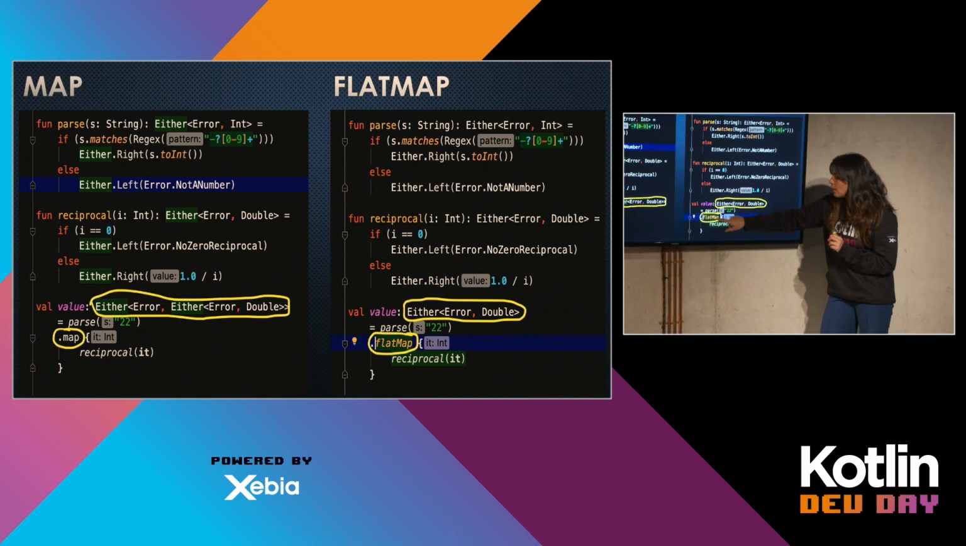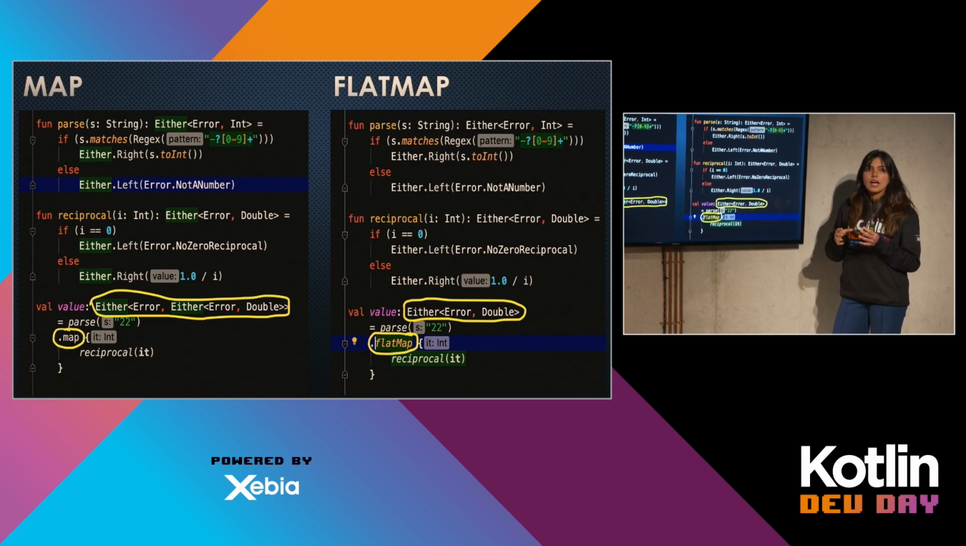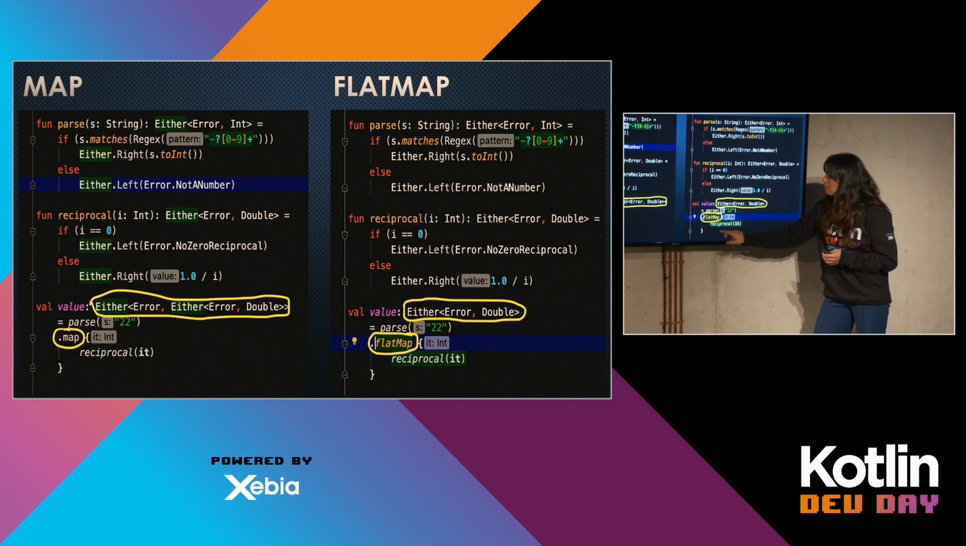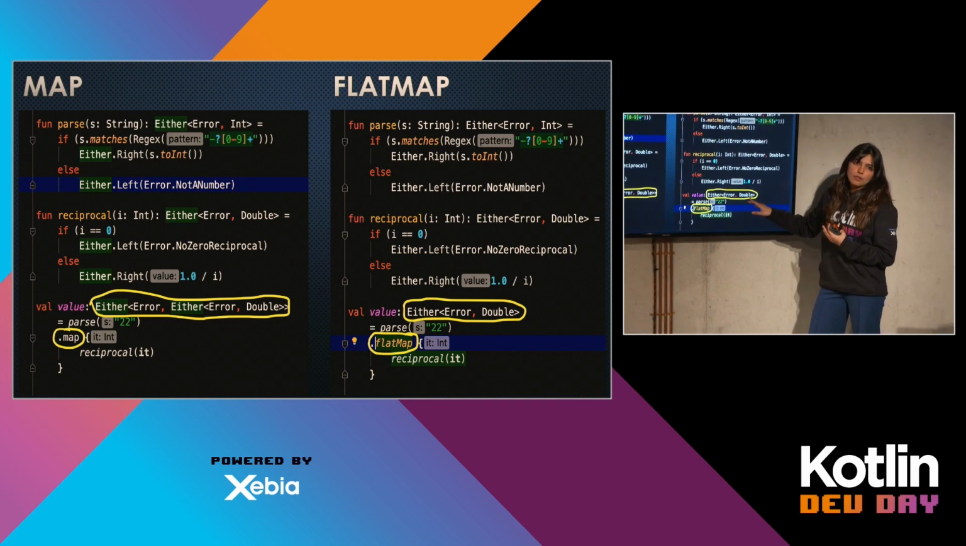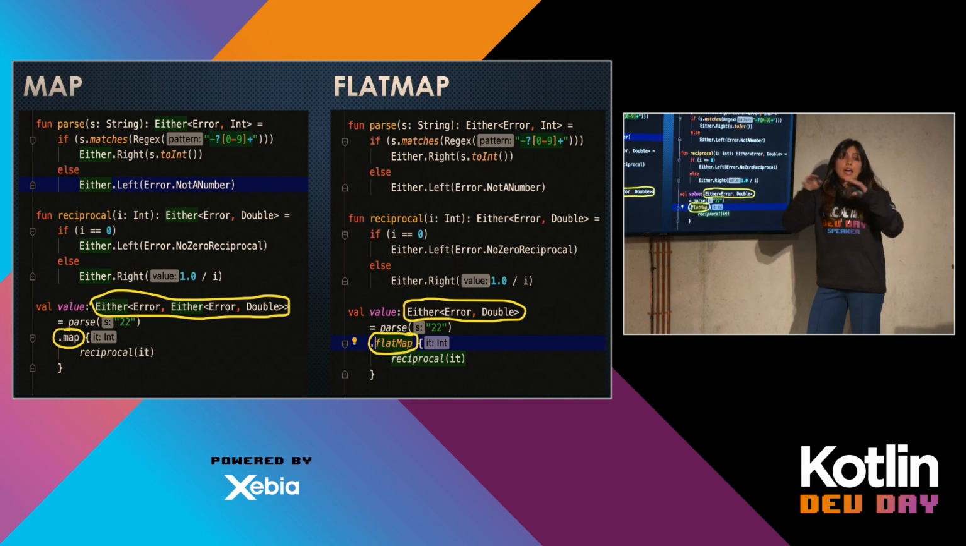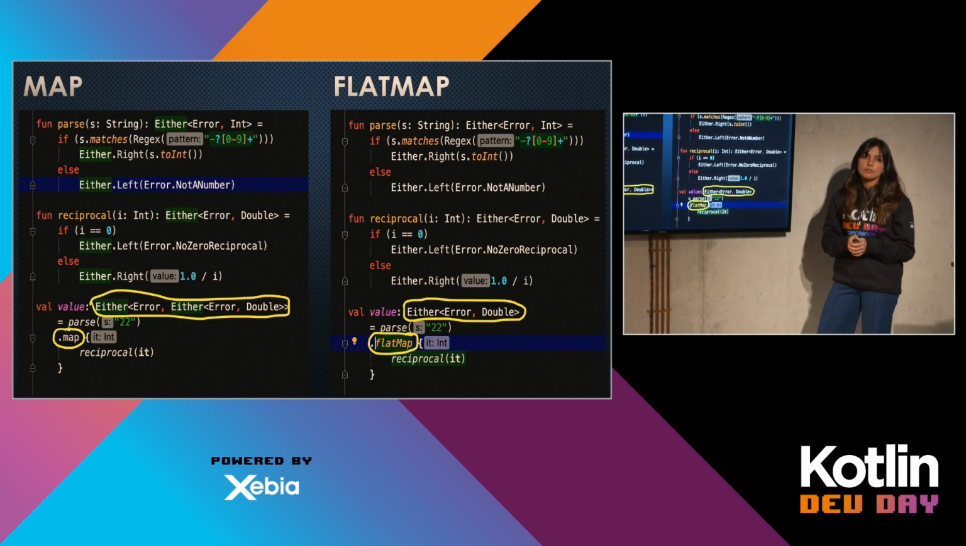Now since we know that flat map returns the output that is similar to the output of the function, the output of this complete operation is an either with left side error and double on right side. Basically it does not rewrap it, so it flattens the response for you.